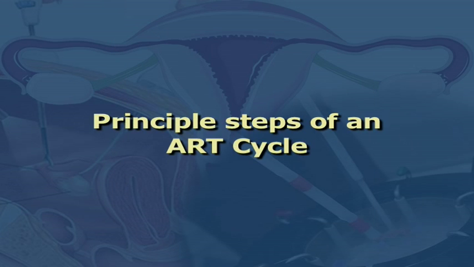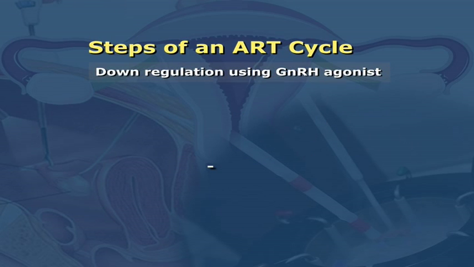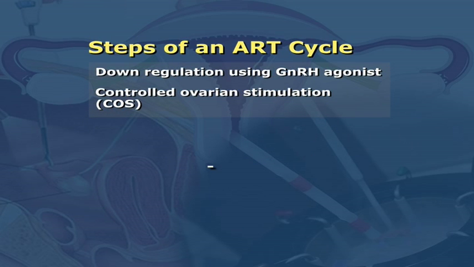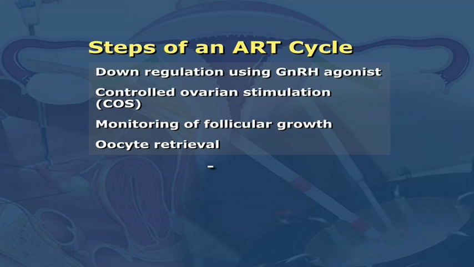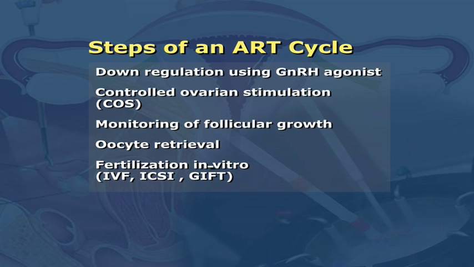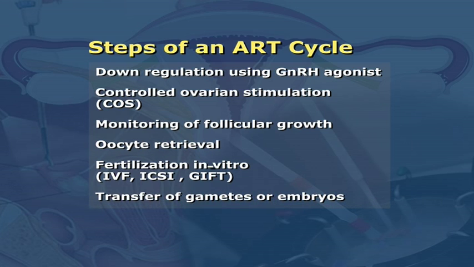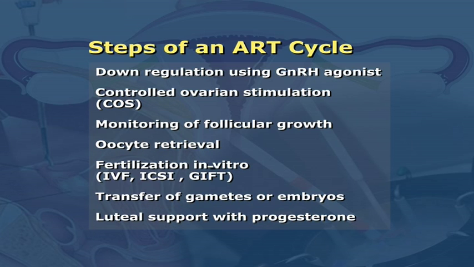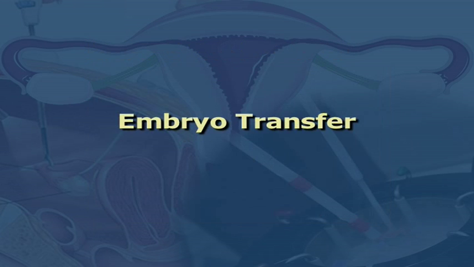Principal steps of an ART cycle include downregulation using GnRH agonist, controlled ovarian stimulation, monitoring of follicular growth, oocyte retrieval, fertilization in vitro as in IVF, ICSI and GIFT, transfer of gametes or embryos, and the last, luteal support with progesterone.